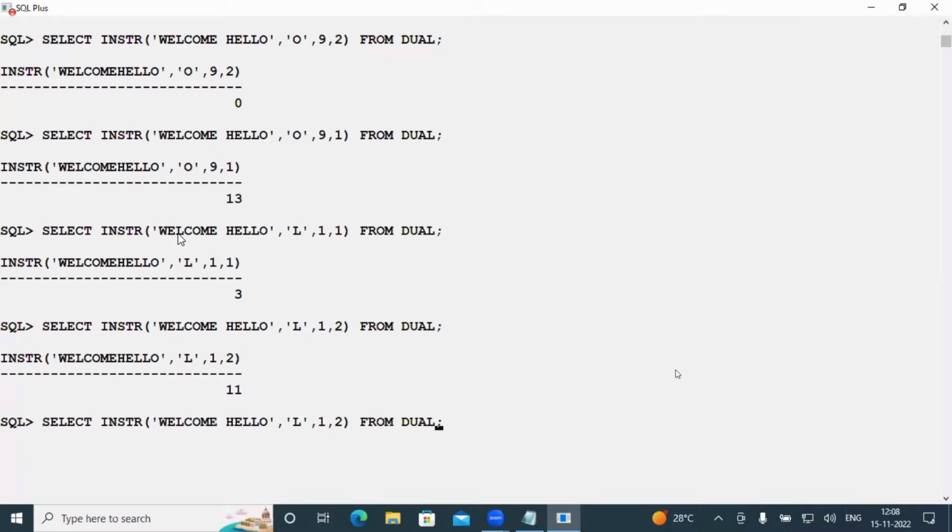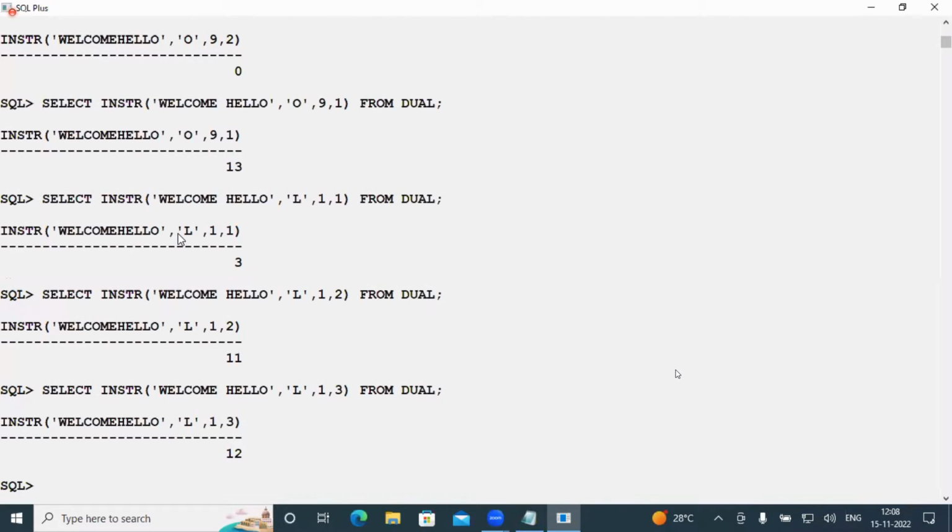If I'm asking the same, from first onwards, the third occurrence of L position, how much? Third, okay, third. So 12. Suppose I'm asking from first onwards, my fourth occurrence of L position, how much? 0. Because is it there or not there? So 0. Now clear, all of you? How it was checking, understand now?